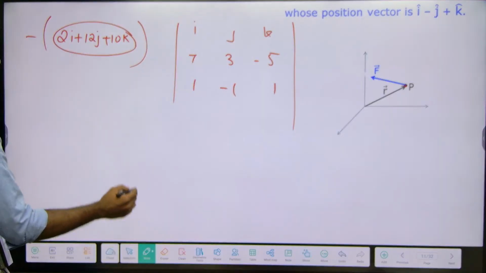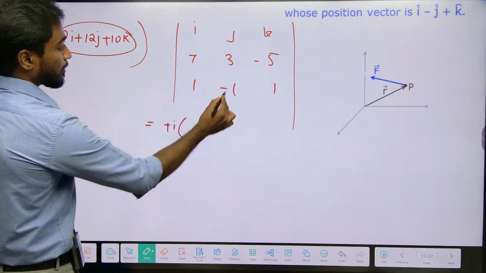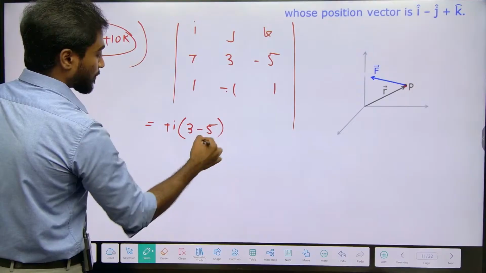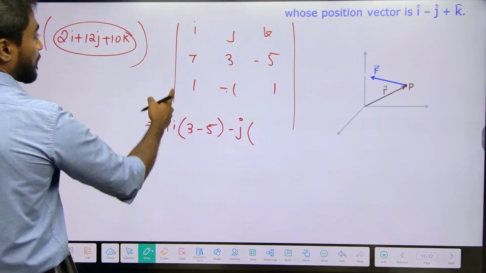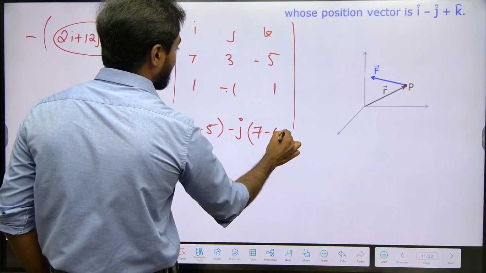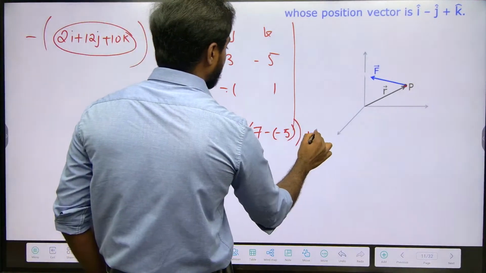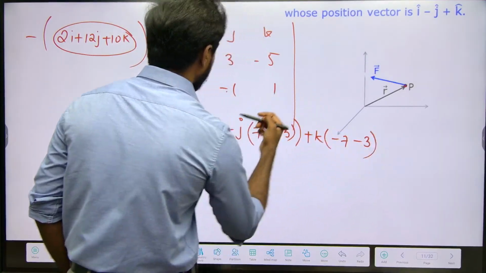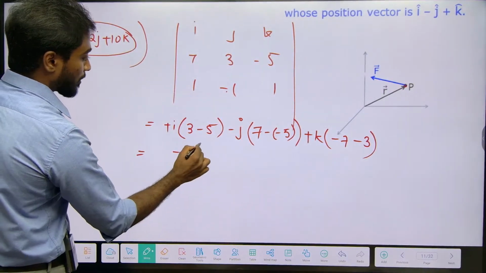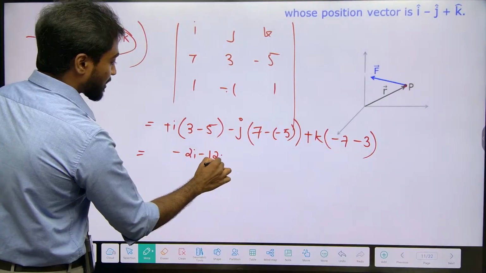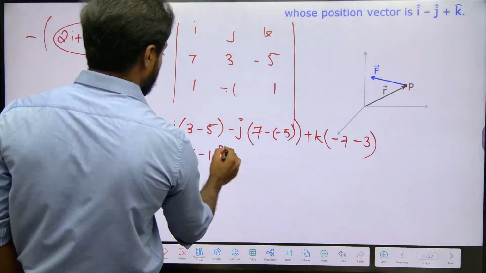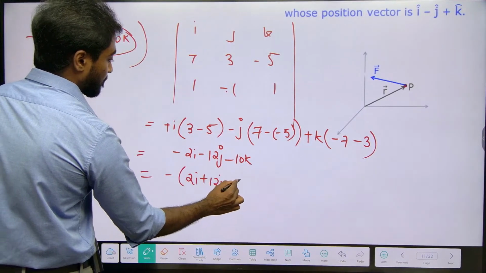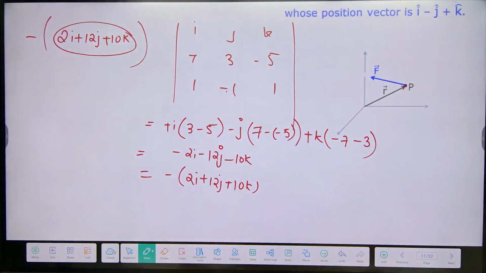Okay, we'll solve it. So it is plus i times (3 minus of minus 5), minus j times (7 minus of minus 5), and plus k times (minus 7 minus 3). That equals minus 2i, minus 12j, and minus 10k. If I take the minus outside, it is 2i plus 12j plus 10k. So that's the answer.